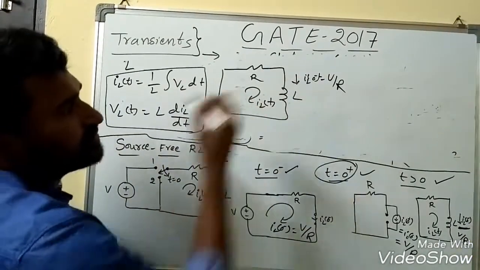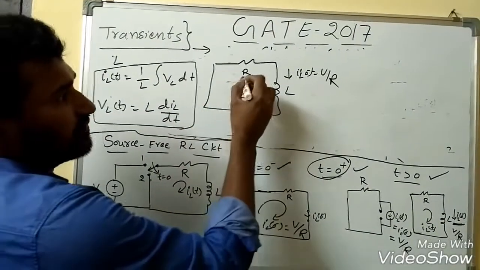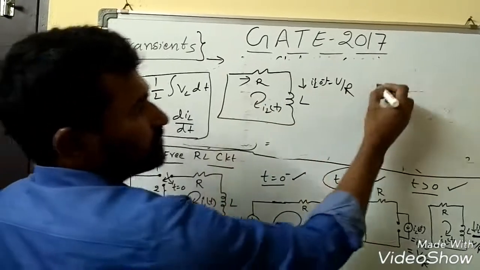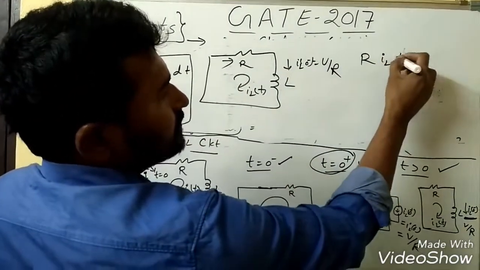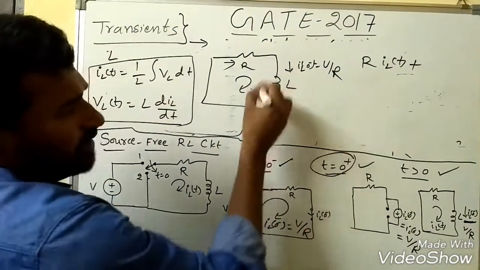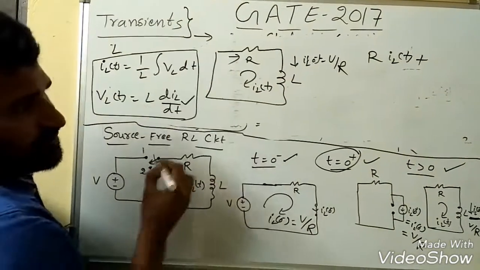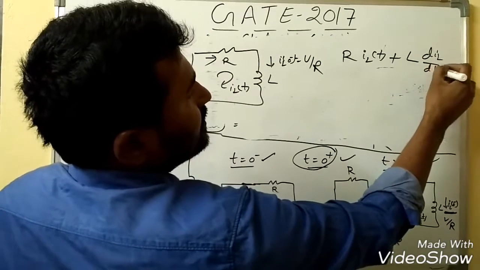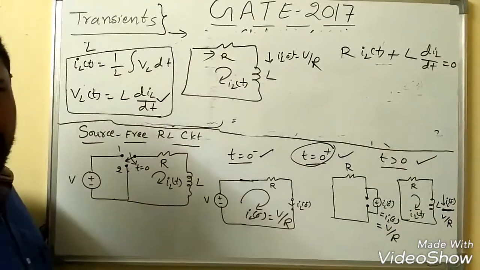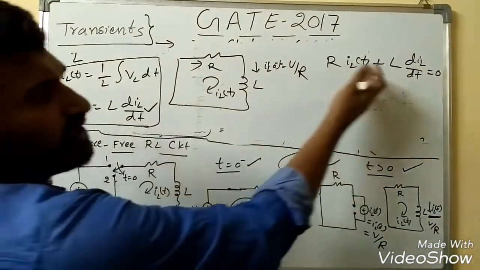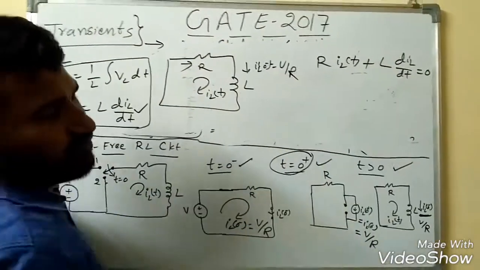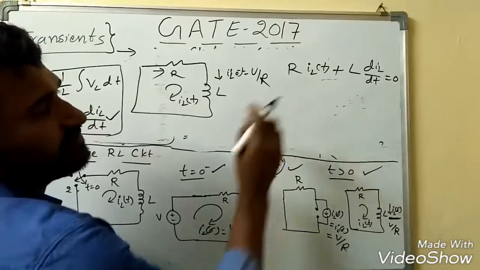Now if I apply KVL across this loop, touching the R, it is R into IL of t plus, now I need a voltage, so this is the expression for voltage, L into DIL by dt, which is equal to 0. Now it's looking like a first order differential equation, and we can go for the variable separable method.